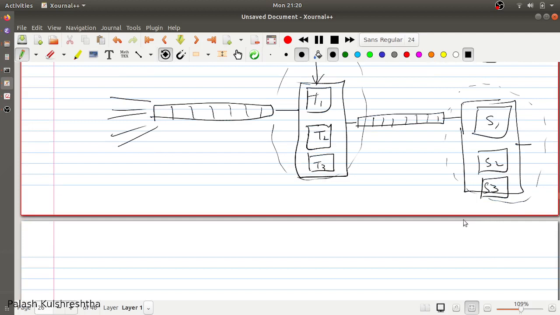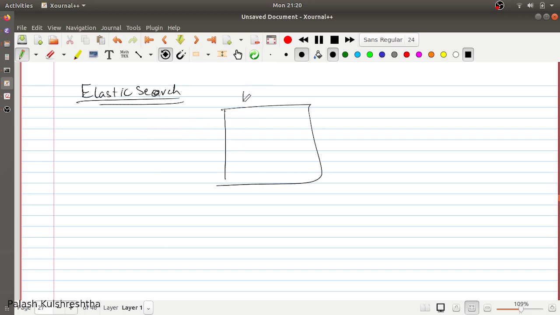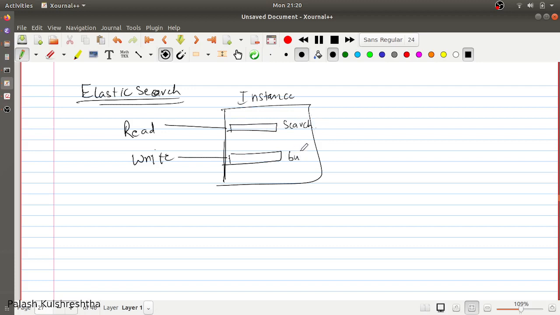Now, this pattern is actively used by a database called Elasticsearch. What happens in Elasticsearch is any request that you are sending to an Elasticsearch instance, let's say this is your instance, whether it is a read request or write request, it is queued in separate queues. For example, this is the search queue and this is the bulk queue. The read requests in Elasticsearch are called search requests and the write requests are called bulk requests.